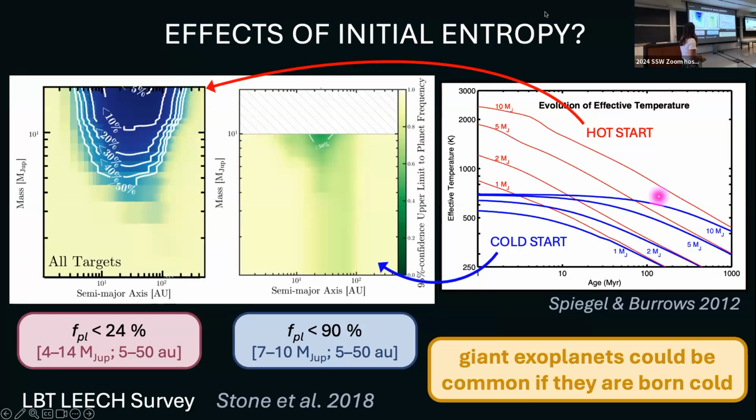So yeah, the bottom line with this is that actually, if these planets do have a cold start, they could be a lot more common than we think. It's just that we haven't had the sensitivity to actually see them so far.